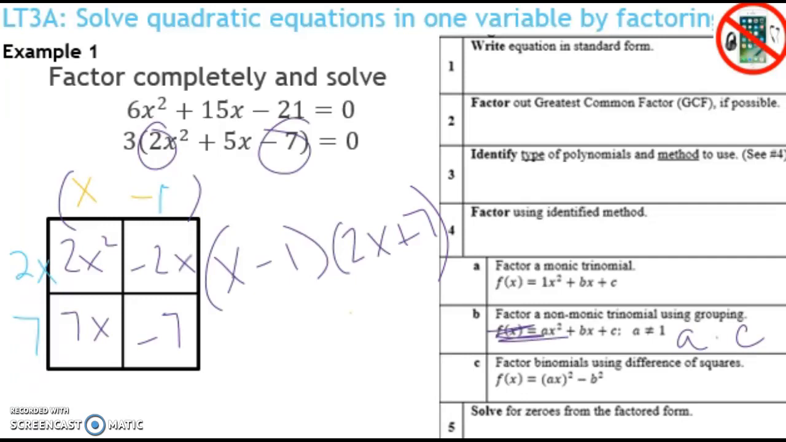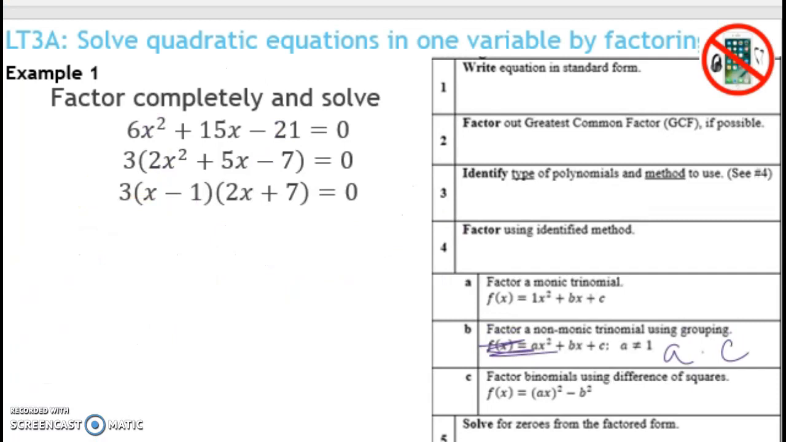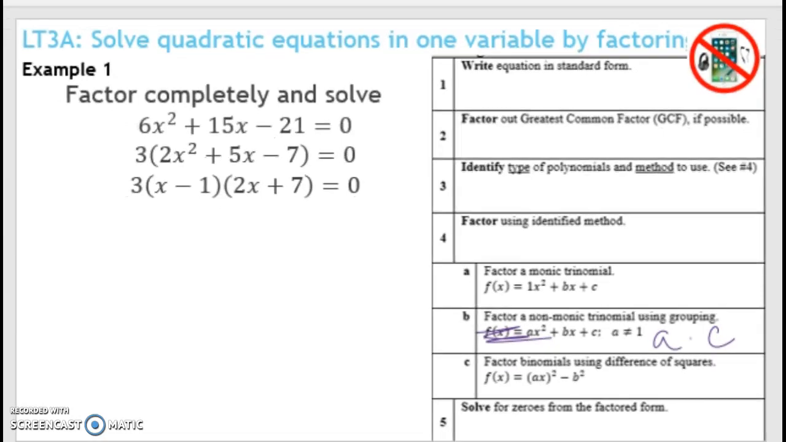Now we can go and solve for the zeros. To solve for zeros, what we're going to do is let each set of parentheses equal to 0. So that is x minus 1 equal to 0, or 2x plus 7 equal to 0, and we're going to use reverse order of operations to solve for x.